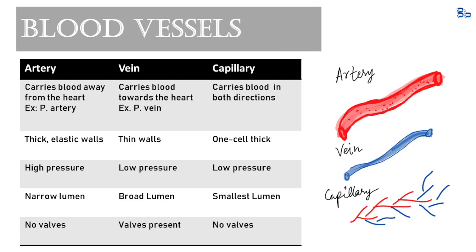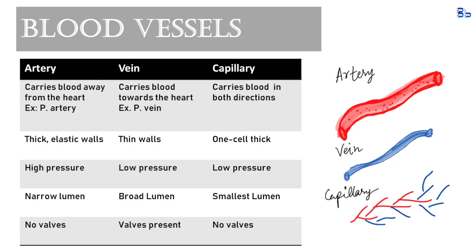So the lumen is basically the diameter of the blood vessel, how large or how small the diameter is. Since arteries have to maintain a high pressure, it makes sense that their lumen is narrow. Veins have a broad lumen, whereas capillaries, since they are only single cell thick, have the smallest lumen of the three.